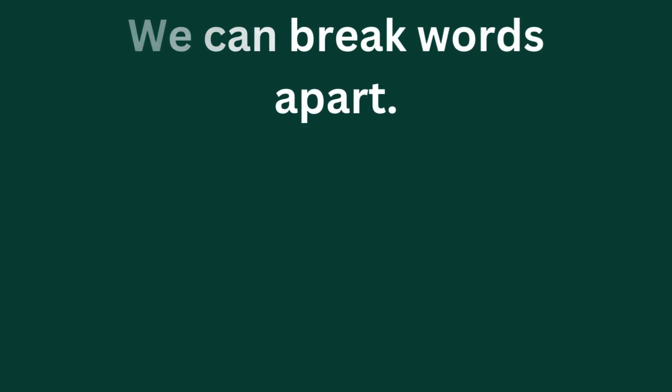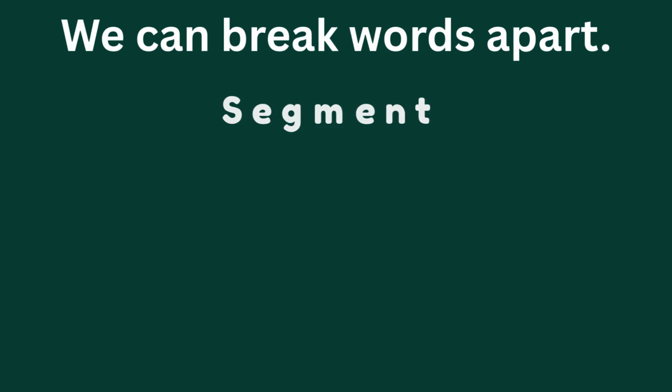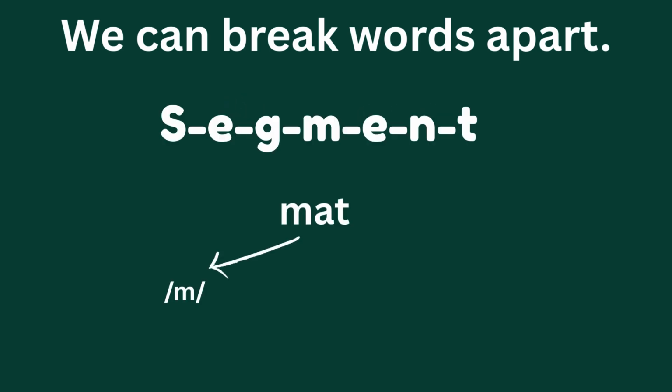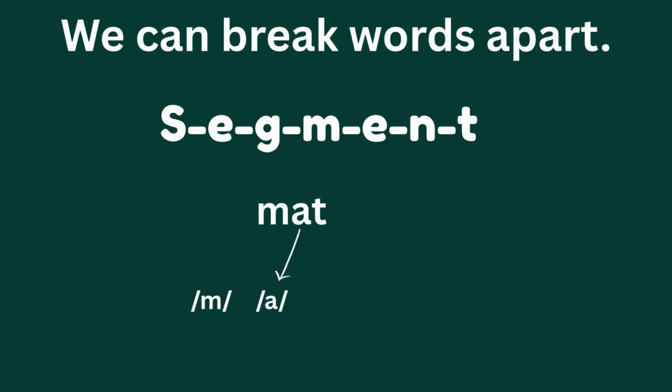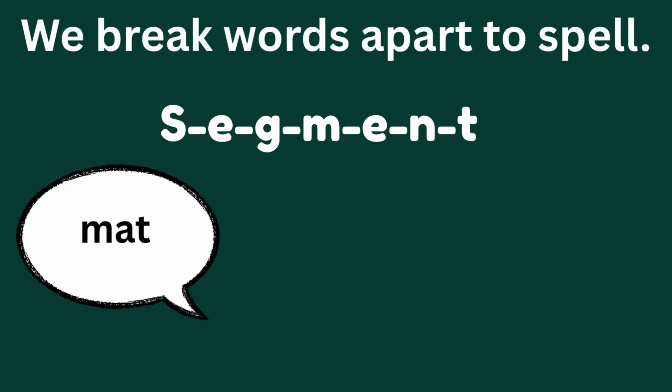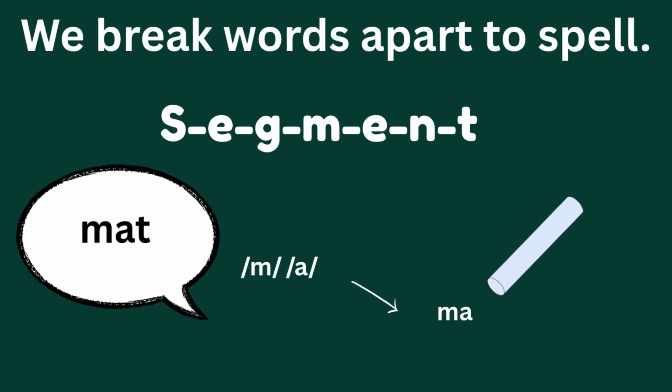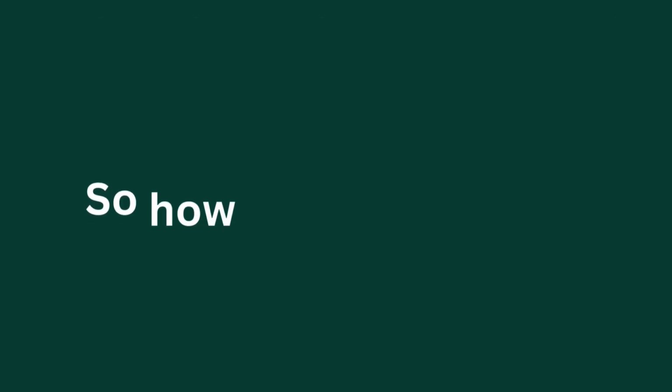We can also break words apart. This is called segmenting, and it is very helpful for writing or spelling. So if we have the blended word mat and we segment, we are saying each of the sounds: m, a, t. We need this skill in order to write, because when we are spelling, we are thinking about which letters we need based on the sounds that we hear, and a student needs to be able to separate those sounds.